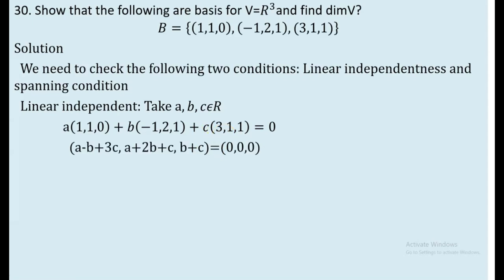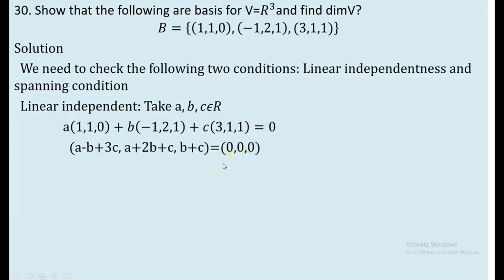If you simplify this, students, a times 1 is a, and here minus b and 3c. So a minus b plus 3c can come. This is a plus 2b plus c can come. And here, this is 0, and this is b and c. b plus c equals 0 can follow. So this has to be, students, equated with the 0 vector.